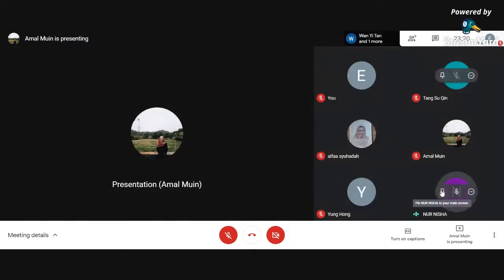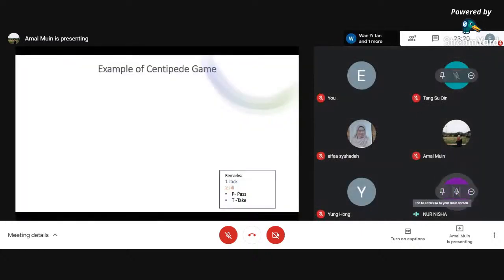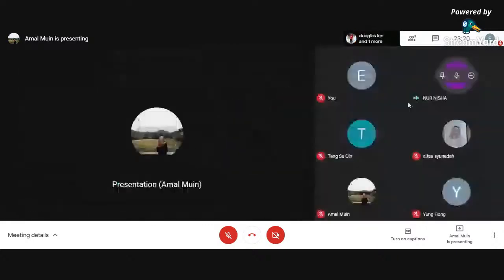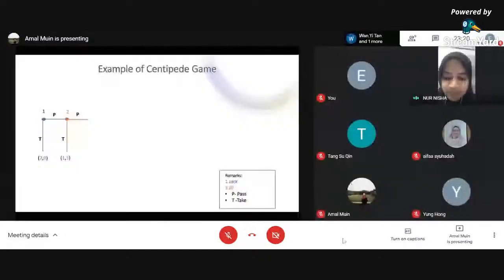So this is an example of the Centipede game which involves two players, Jack and Jill. In diagram 1, P denotes pass and T denotes take. The game starts with a total of $2 payoff. Jack goes first and he has to decide whether to pass or take. If he takes, Jack will get the payoff of $2 and Jill will get $0.